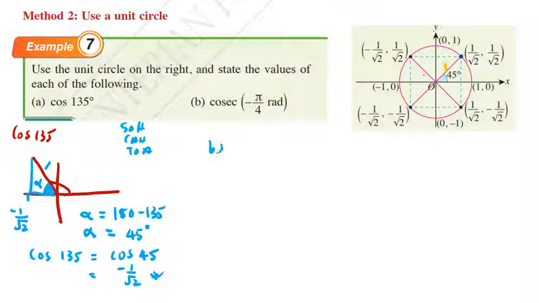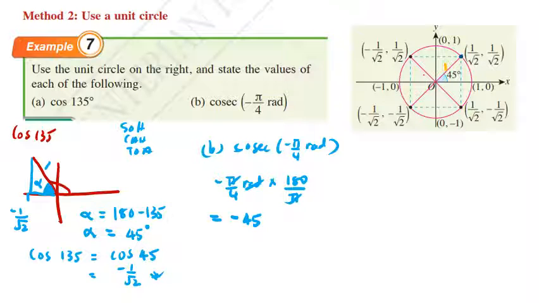Okay, for B, cosec -pi over 4 radian. Change the radian into degree first. -pi over 4 radian times dengan 180 over dengan pi. Then you will get -45. Okay, cosecant -45 is actually equal to reciprocal of the cosecant is a 1 over sin -45.